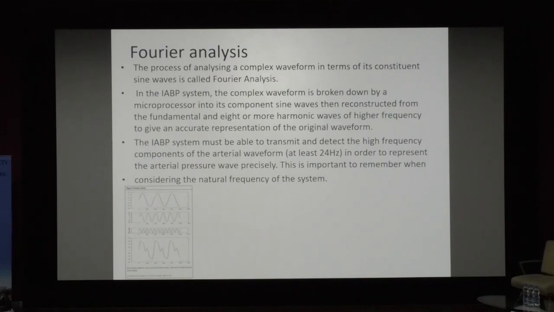and forming the arterial waveform. So the IABP system must be able to transmit and detect high frequency components of the arterial waveform. It should have at least a 24 Hertz frequency in order to represent the arterial pressure wave precisely.